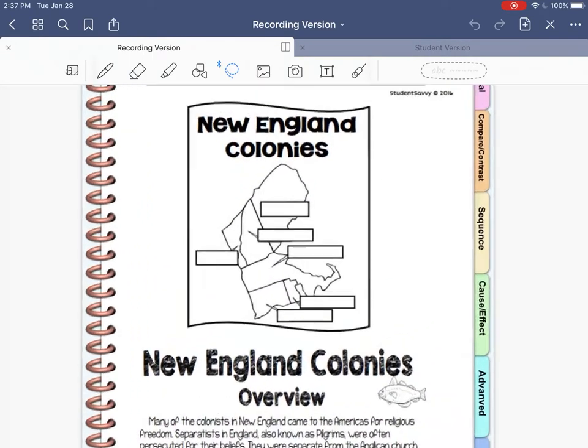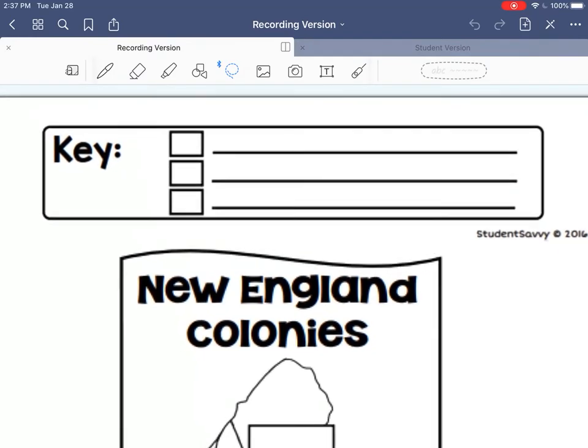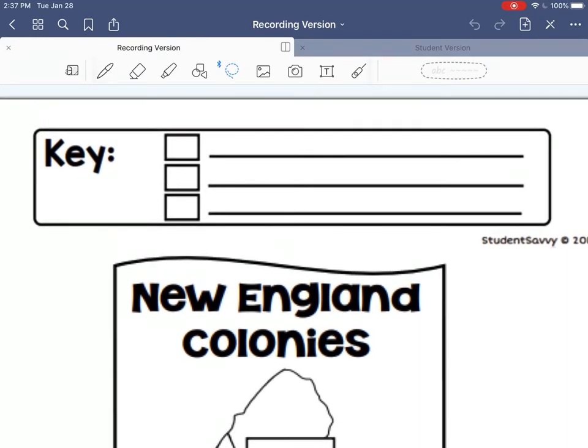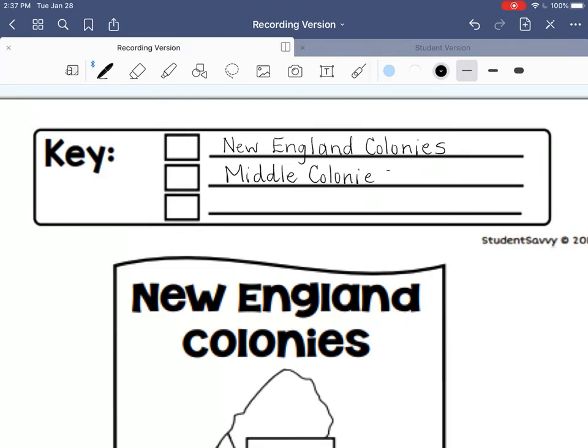Okay, we're starting with the key, and there's the source if you're interested or if you have teacher friends who are interested. But the key that we're going to use will tell us about the different colonies. I'm just going to use the one that we used on the last page. So we have the New England colonies. And that's the map that you see on this page. And then the other two, we have the middle colonies, which are sometimes called the Middle Atlantic colonies, and then the southern colonies.